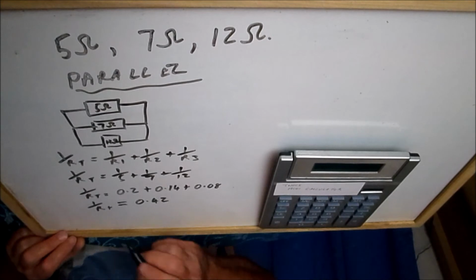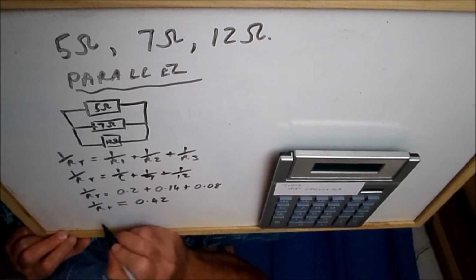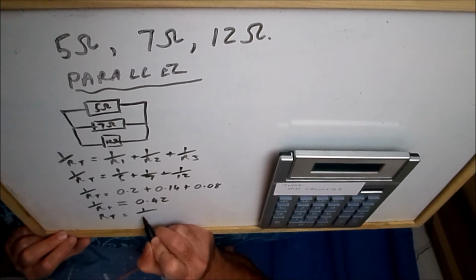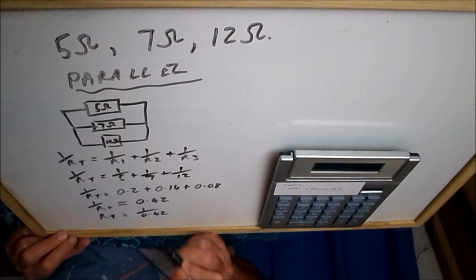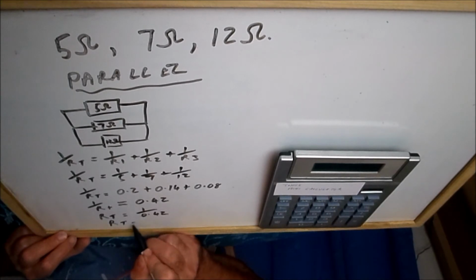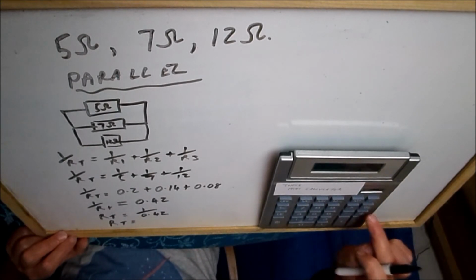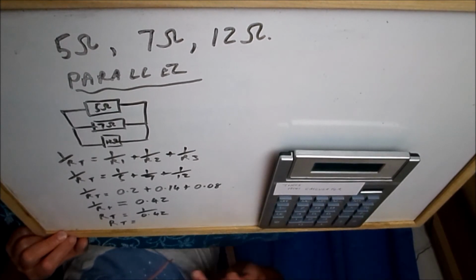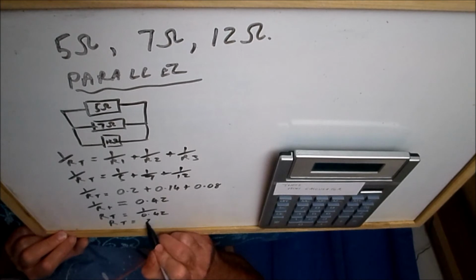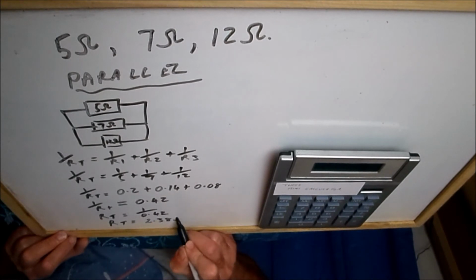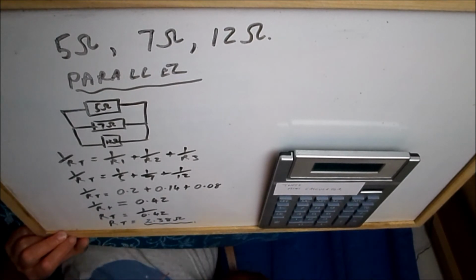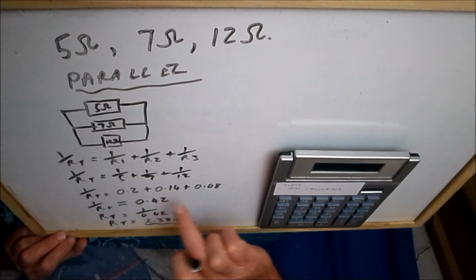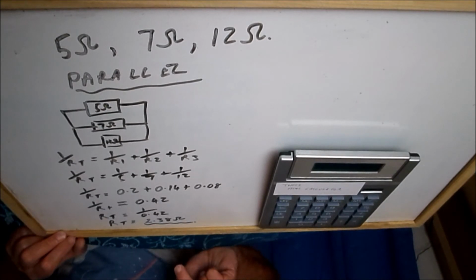As I said earlier, we haven't finished there. That's 1 over RT, so RT is going to be 1 over 0.42. So RT is going to equal 1 divided by 0.42, and that equals 2.38 ohms. Is that smaller than our smallest resistor? Our smallest resistor is 5, so that's a good indicator that we're on the right track.